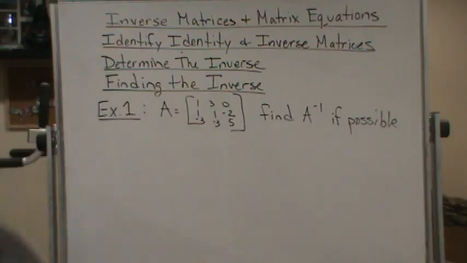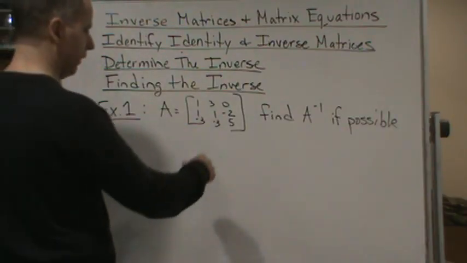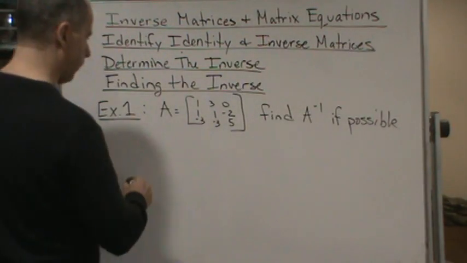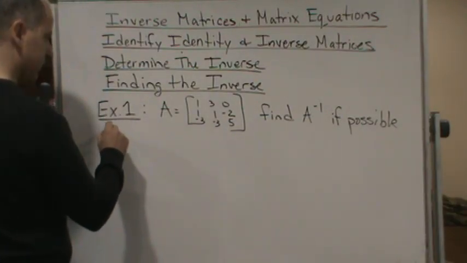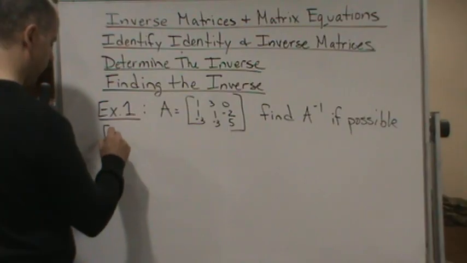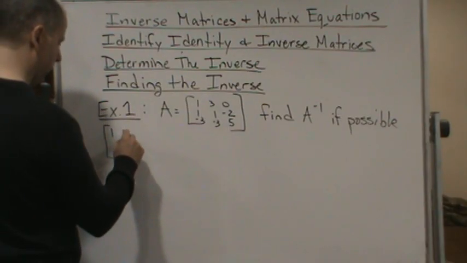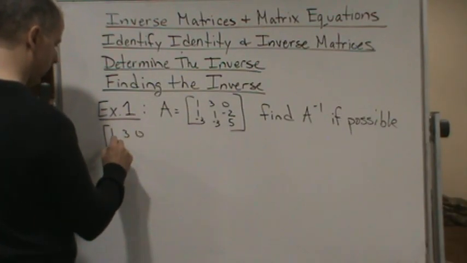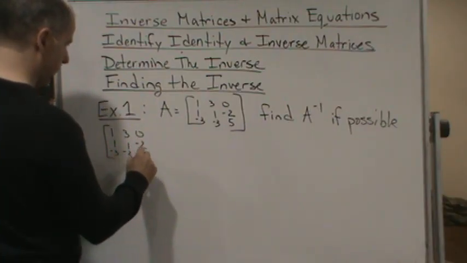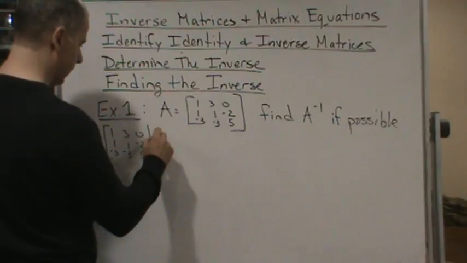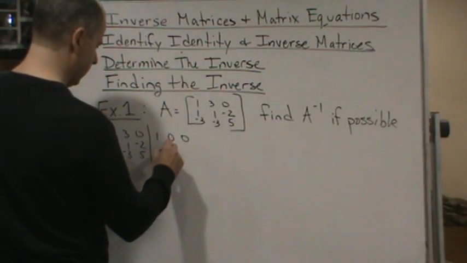So here we're going to find the inverse, if possible. So let's see what we get here. What we're going to do is set up our matrix, right? We're going to set it up where we have 1, 3, 0, 1, 1, -2, -3, -3, 5, vertical line, and then we give our identity matrix.